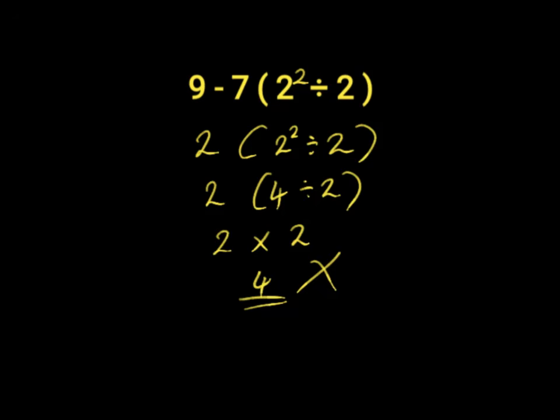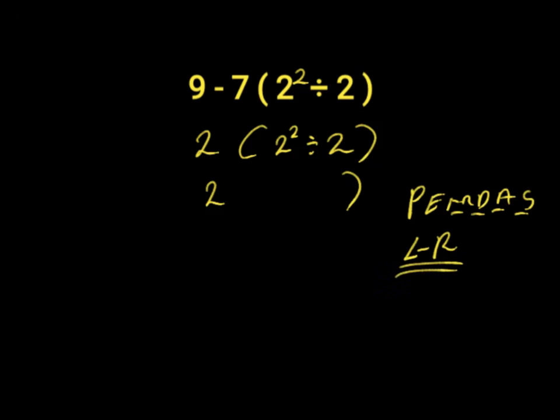According to the order of operations, we have parentheses, exponents, multiplication, division, addition, and subtraction. Multiplication and division have equal priority, as do addition and subtraction, working from your left to your right in order to arrive at the correct answer. Let us solve the right answer to this question.